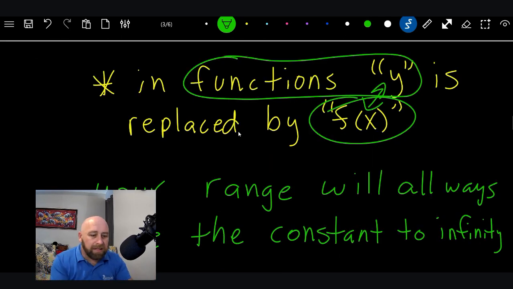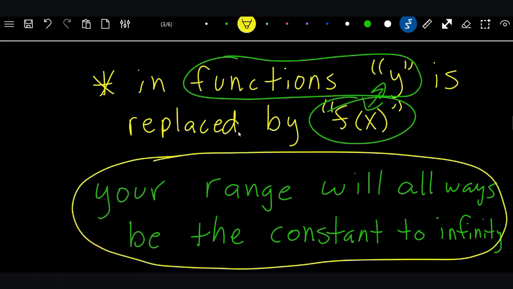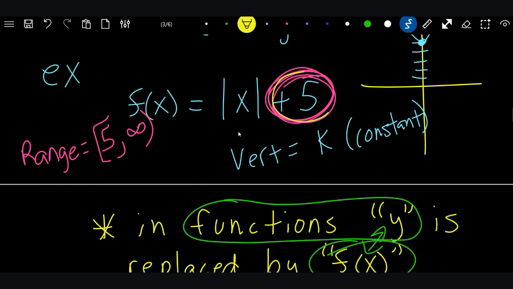Okay, so in these absolute values, right here I wrote this, your range will always be from the constant, in this case right here, from the 5 to infinity. And the domain will always be negative infinity to positive infinity, or all real numbers.